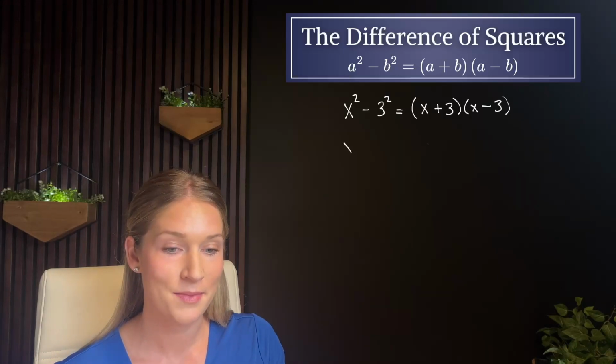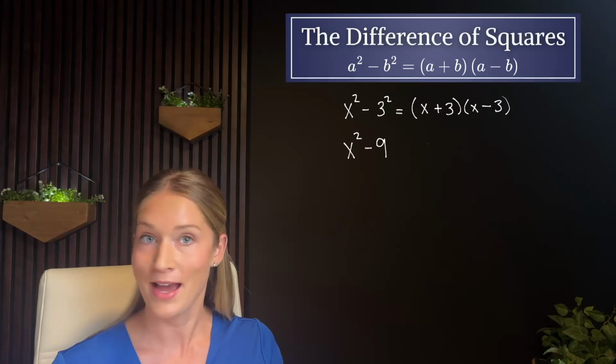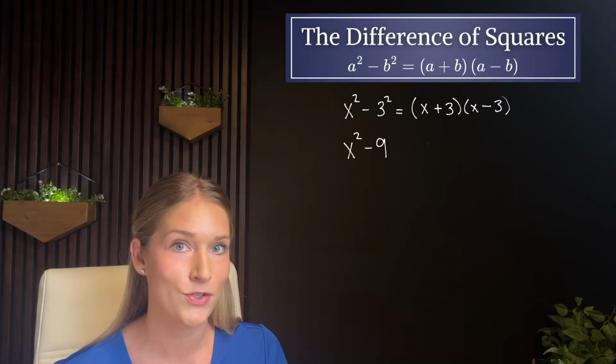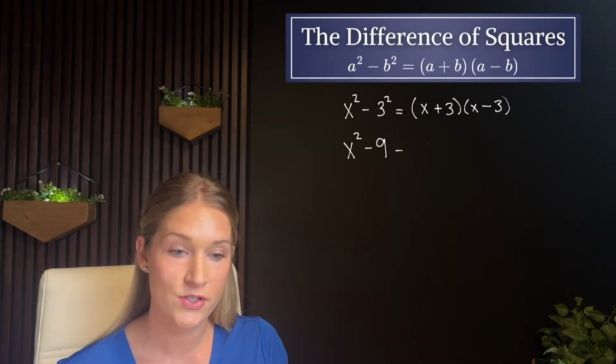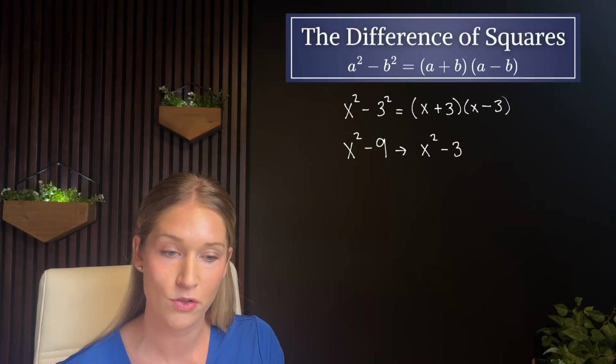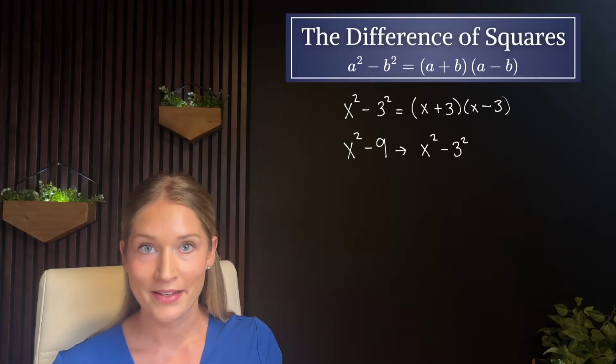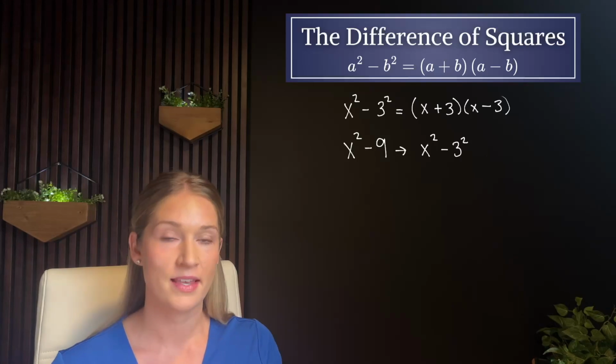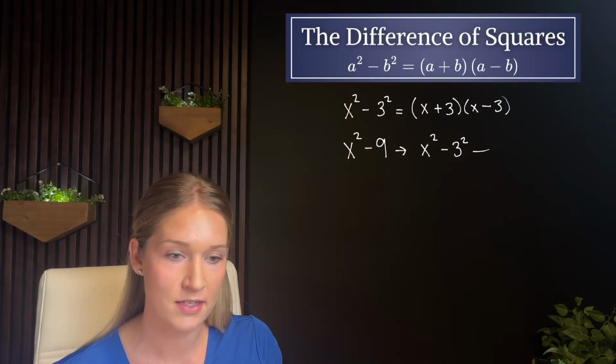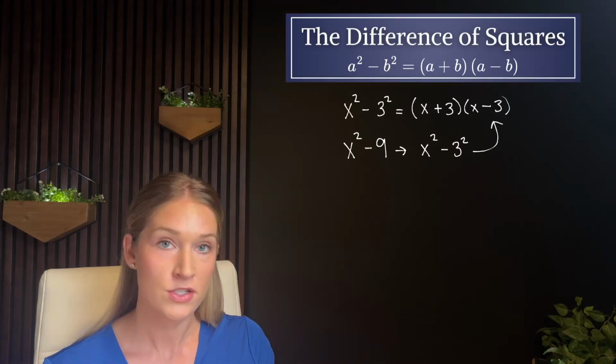So if I had something like x squared minus 9, 9 is not raised to the power of 2. So I would need to first rewrite this as the difference of squares, x squared minus 3 squared, and then I can use the bases of x and 3 to factor, and I would end up with what I have above.